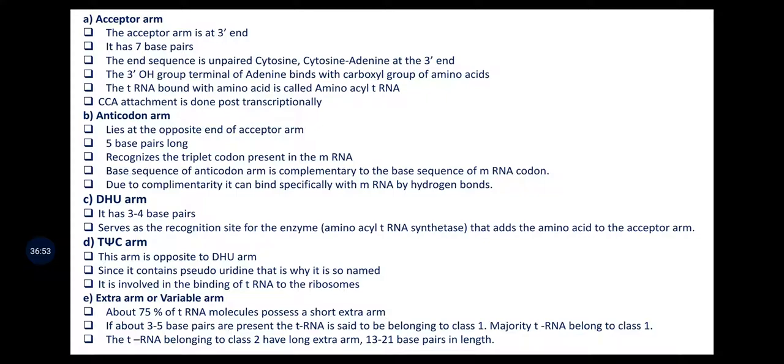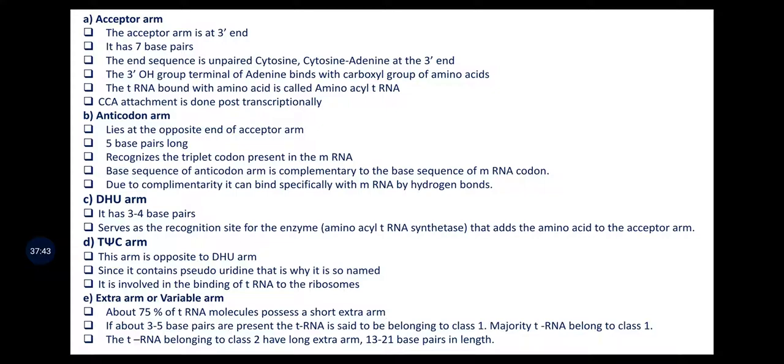The first one is the acceptor arm. As I told you, it is located at the 3' end. It has 7 base pairs. The end sequence is unpaired cytosine, cytosine, adenine at the 3' end. The 3'-OH group terminal of adenine binds with the carboxyl group of the amino acids. The tRNA bound with an amino acid is called aminoacyl tRNA. The CCA of the acceptor arm is attached post-transcriptionally. That means this process is carried out after transcription, when the assembly of tRNA and mRNA takes place and tRNA brings the amino acids. At that time only we can expect the function of the acceptor arm.